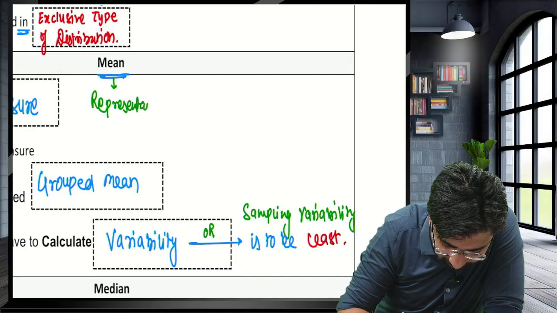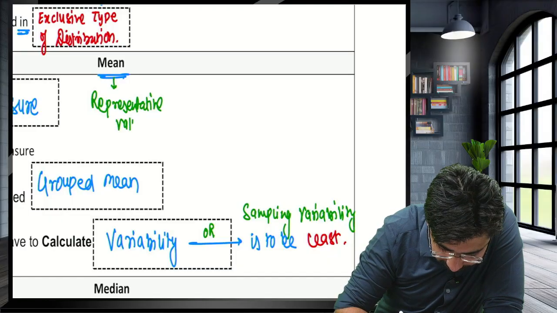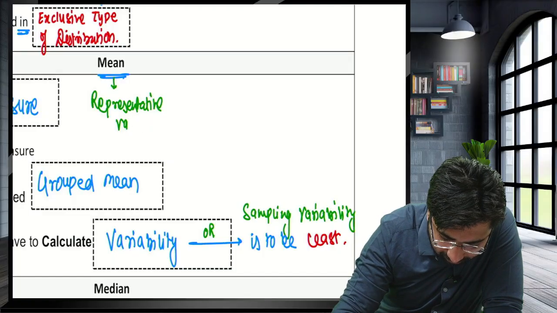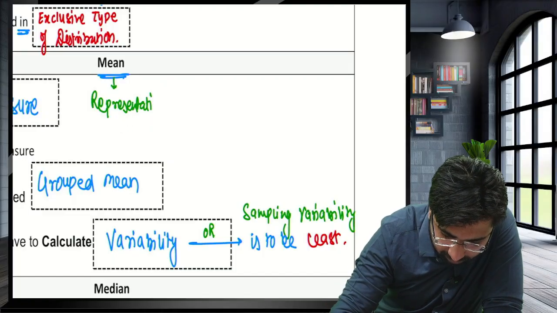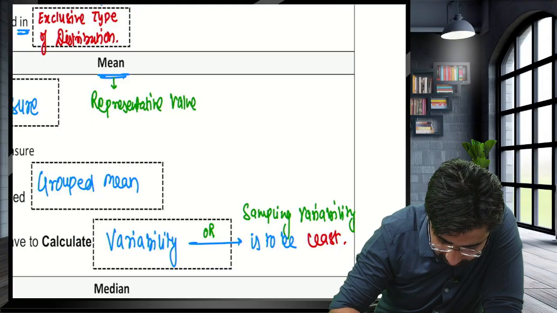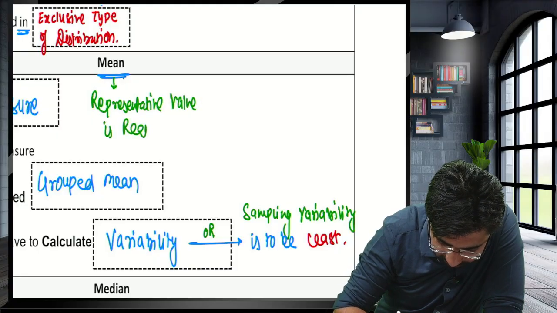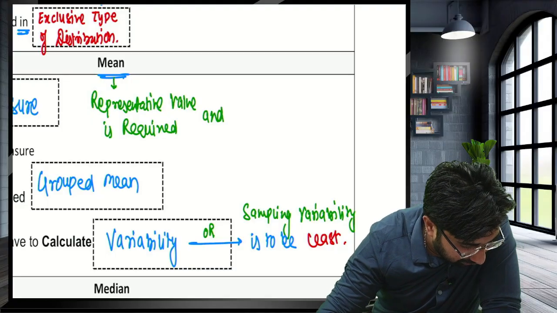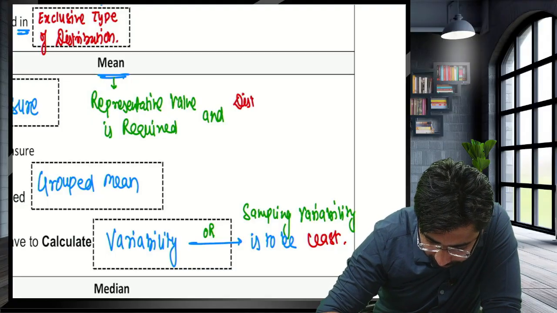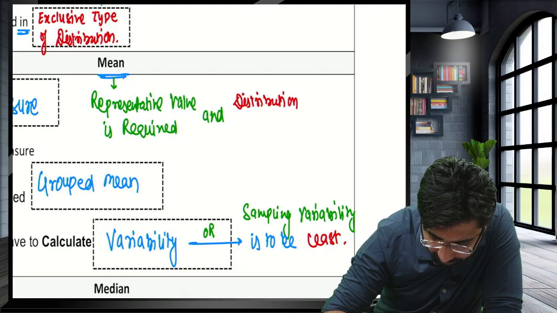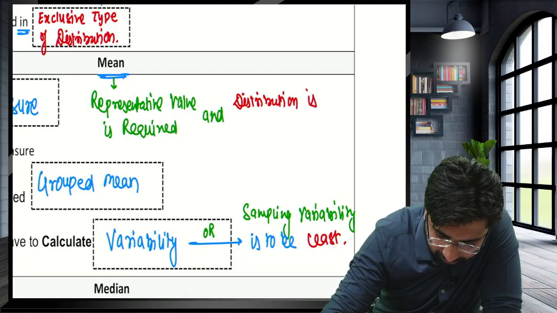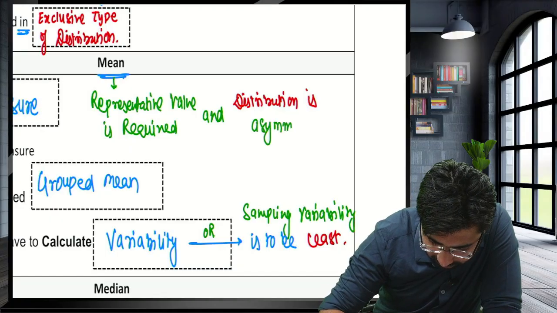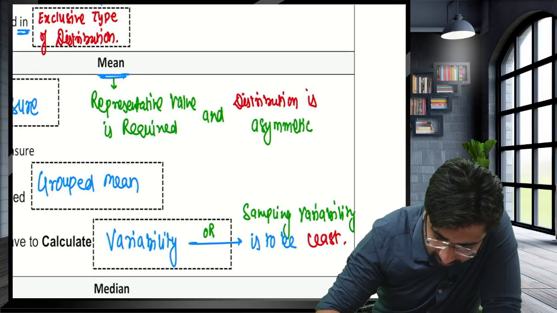I will explain. Representative value is required when the data distribution is asymmetric. Representative value is required, as an important word, and the data distribution is asymmetric. The keyword is asymmetric.